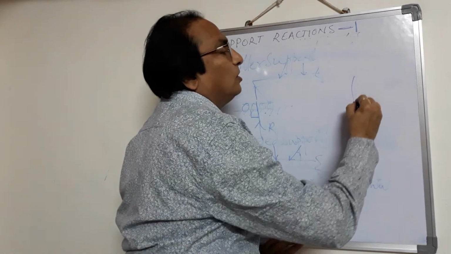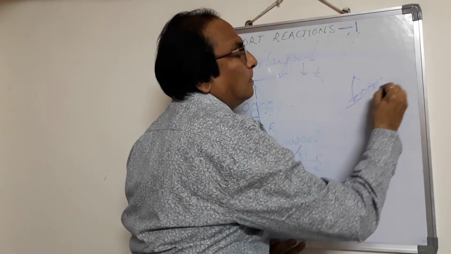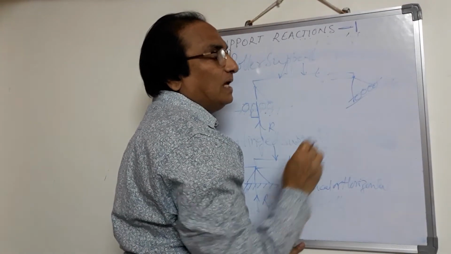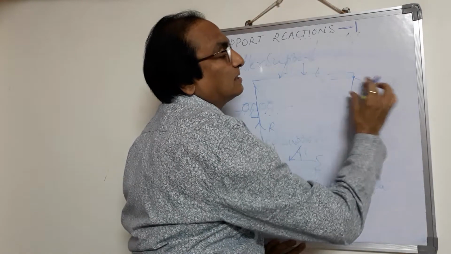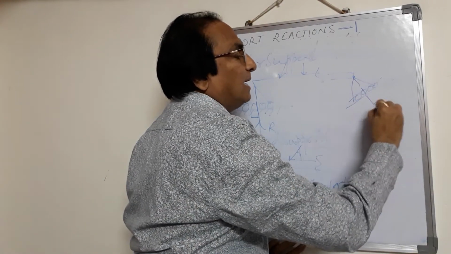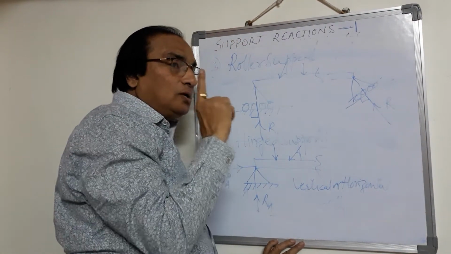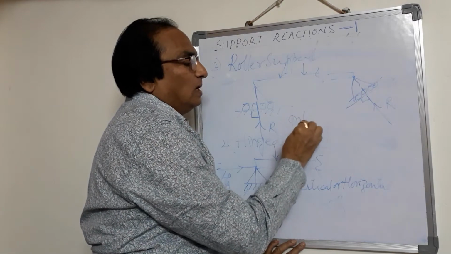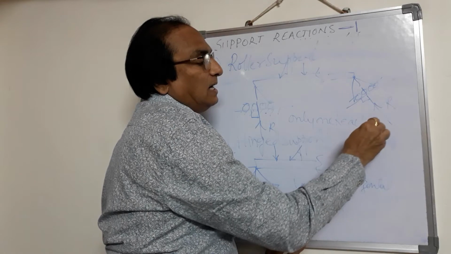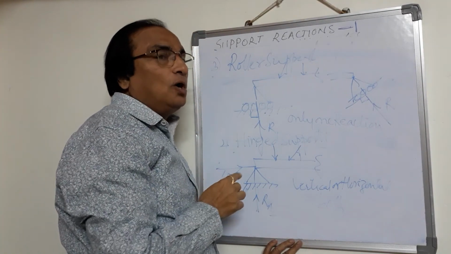For example, if I show a roller like this, inclined, this is a beam. Whatever may be the type of loading, in case of roller, it is free to move like this, but not free to move in the perpendicular direction. So the reaction will be acting perpendicular to the roller. So remember always, in case of roller, there is only one reaction, and that will be acting perpendicular to the roller. This is a specialty of a roller support.